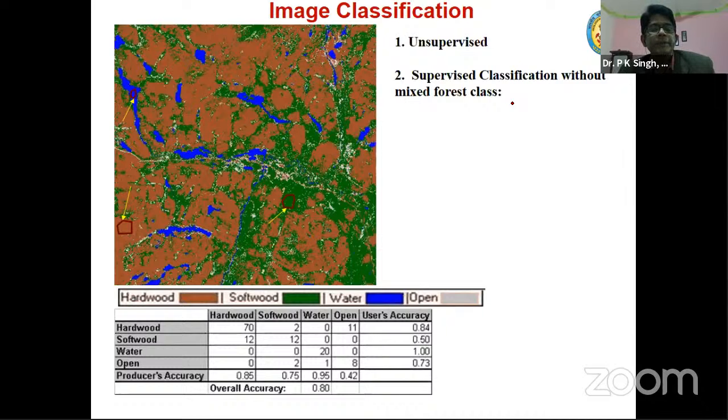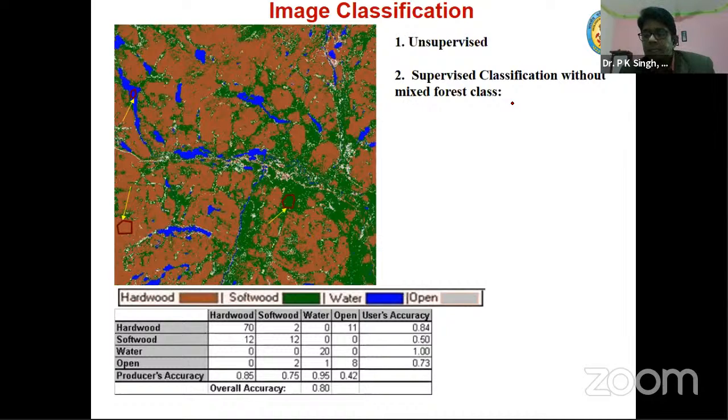A lot of problems, causes will be there behind that. So for every result, field validation is a must. This is part of one exercise. So you will be classifying. There are two types of classification of image data: one is supervised and the other is unsupervised.